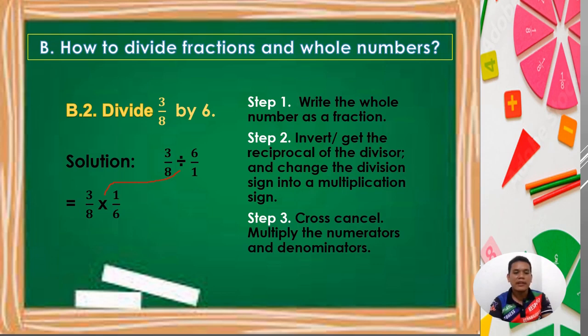Can we cross cancel? Yes, we can, in these numbers, 3 and 6. So 3 divided by the GCF of 3 and 6, which is 3. So 3 divided by 3 equals 1. And then 6 divided by 3 is equal to 2. So what is left there is 1 times 1 in our numerator part. And in the denominator part, we have 8 times 2. So let us solve. 1 times 1 equals 1. And then 8 times 2 equals 16. So our answer there is 1 over 16.